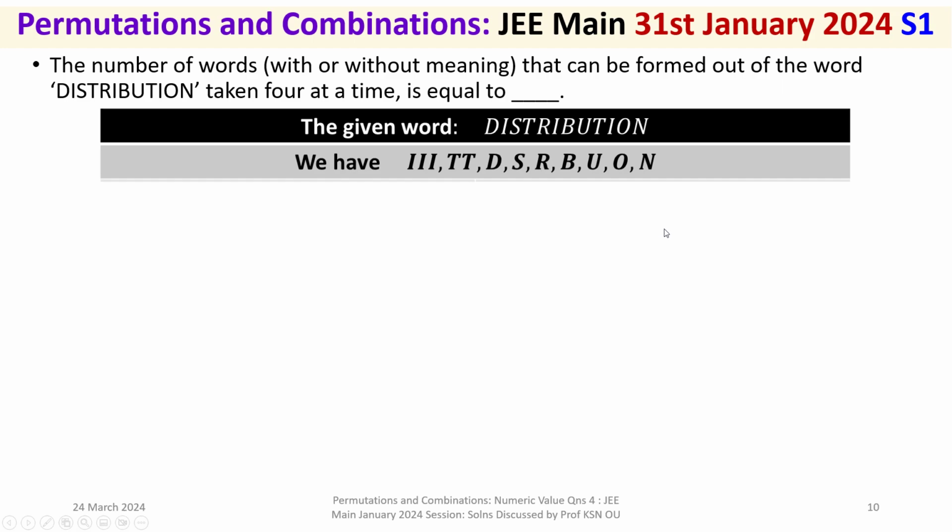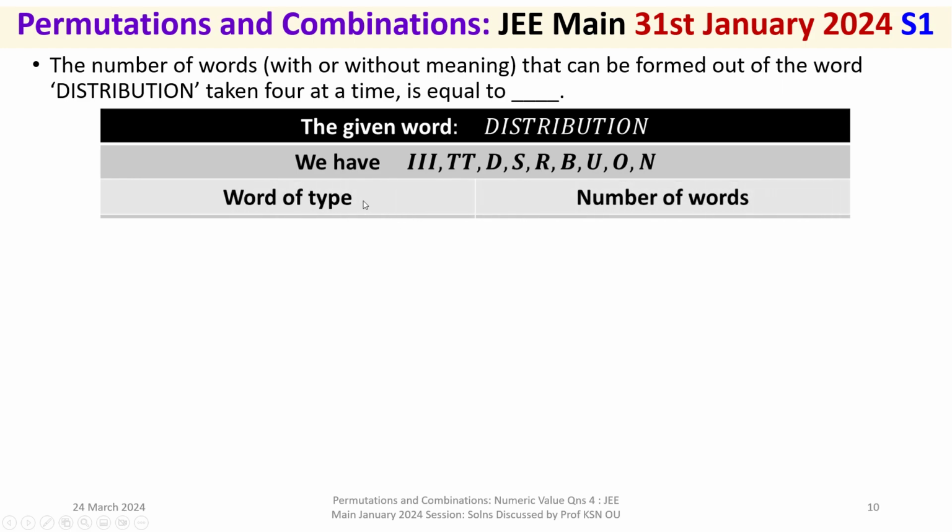Agreed. Now what is it that we have to find? The words that can be formed out of this word taken 4 at a time. That means you have to form a word whose length is 4 only. 4 is fixed. We have to form words of length 4. So let us say, first of all, the word types. What type of word is it? The number of words we count.